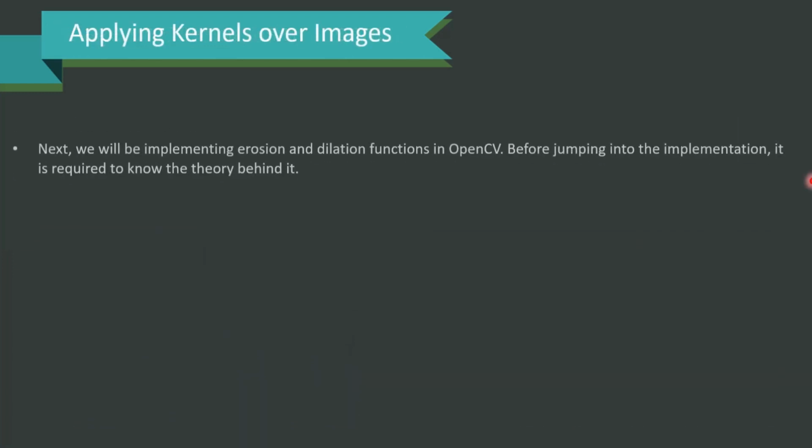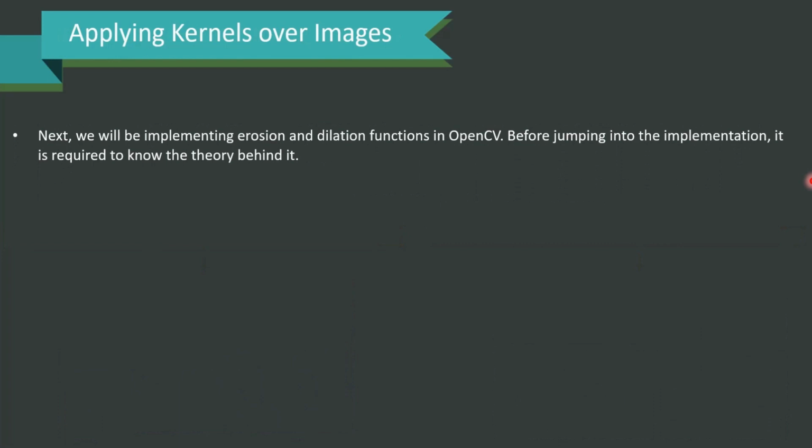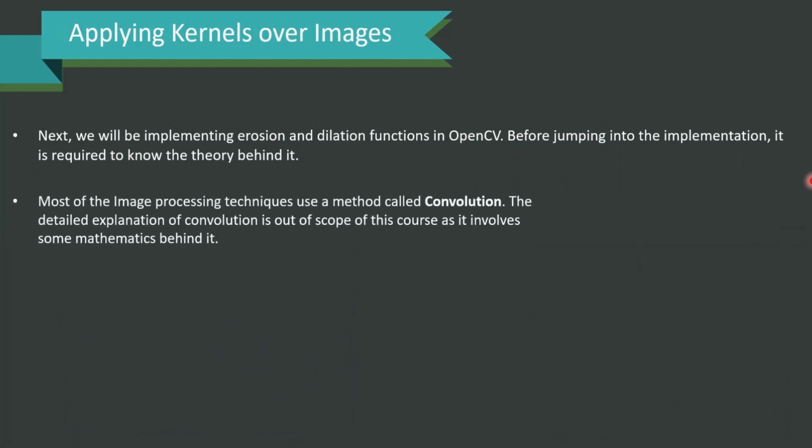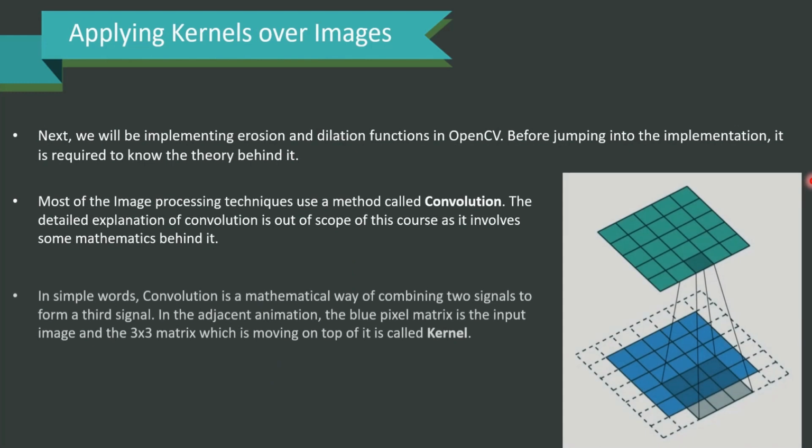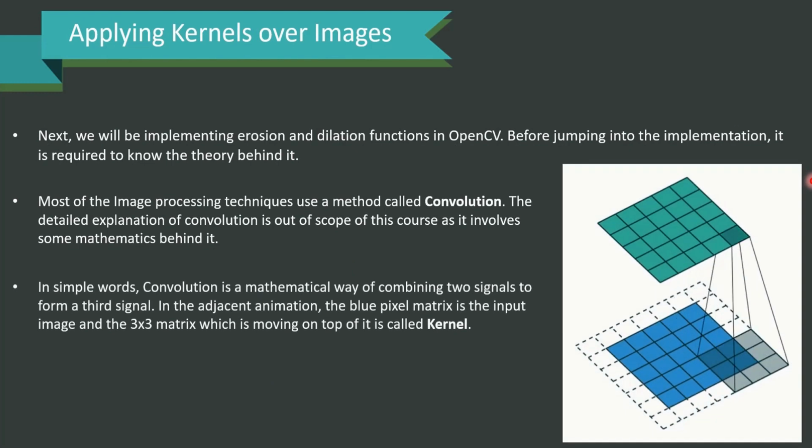Applying kernels over images. Next, we will be implementing erosion and dilation functions in OpenCV. Before jumping into the implementation, it is required to know the theory behind it. Most of the image processing techniques use a method called convolution. The detailed explanation of convolution is out of scope of this course as it involves some mathematics behind it. In simple words, convolution is a mathematical way of combining two signals to form a third signal.